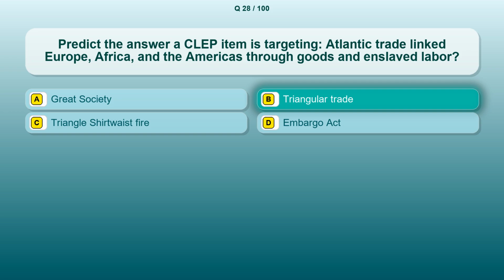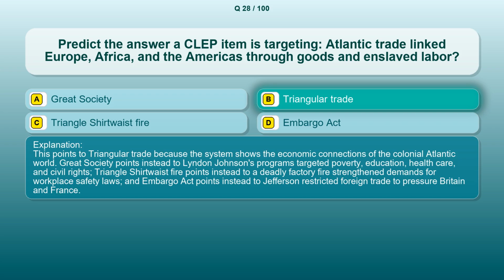The correct answer is option B, Triangular Trade. This points to triangular trade because the system shows the economic connections of the colonial Atlantic world. Great Society points instead to Lyndon Johnson's programs targeted poverty, education, healthcare, and civil rights. Triangle Shirtwaist Fire points instead to a deadly factory fire strengthened demands for workplace safety laws, and Embargo Act points instead to Jefferson restricted foreign trade to pressure Britain and France.